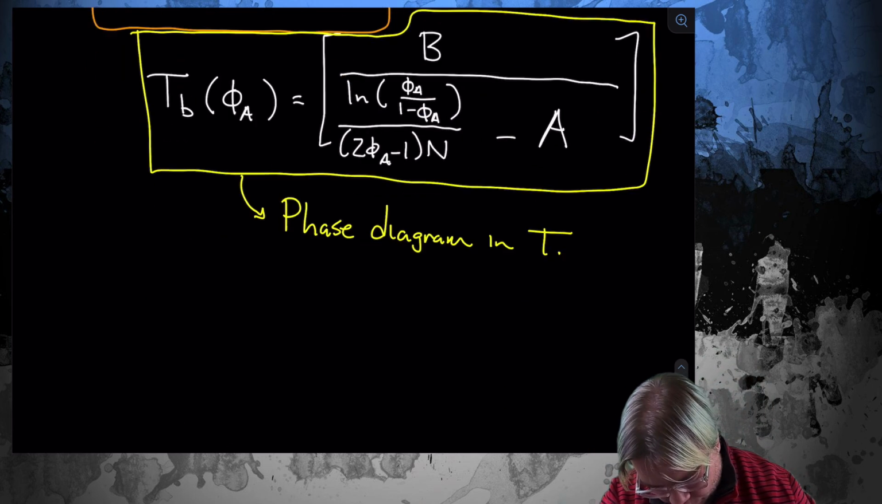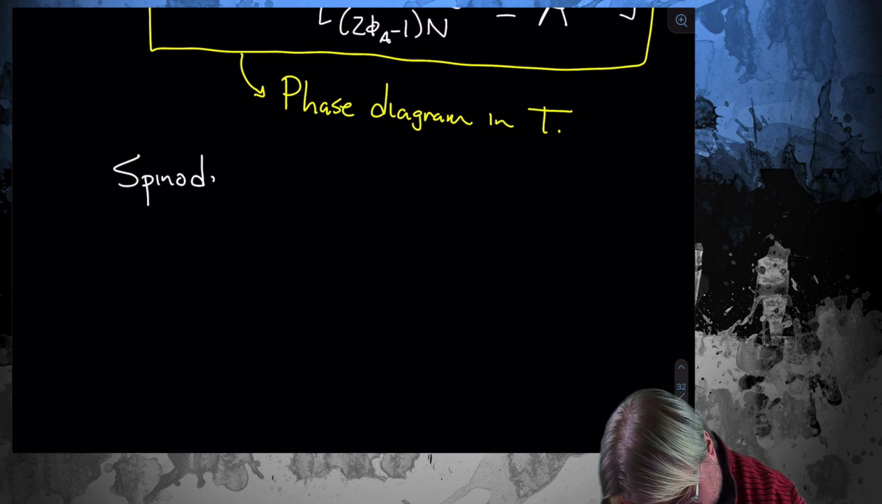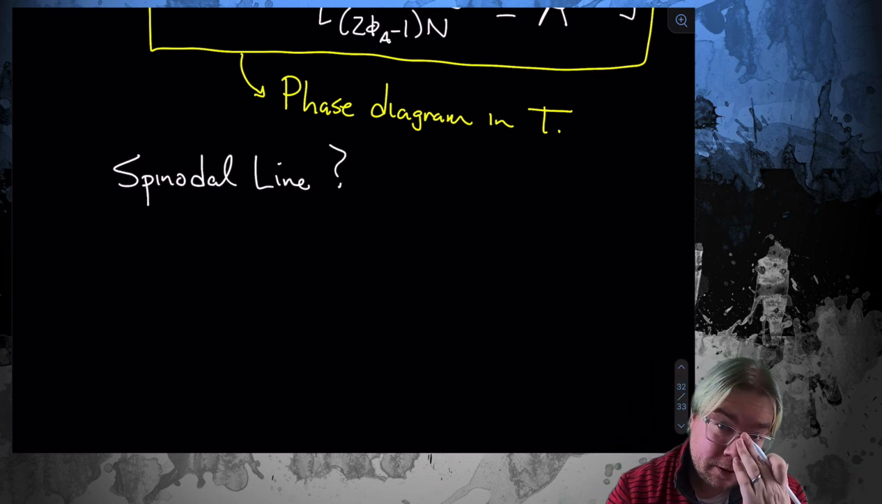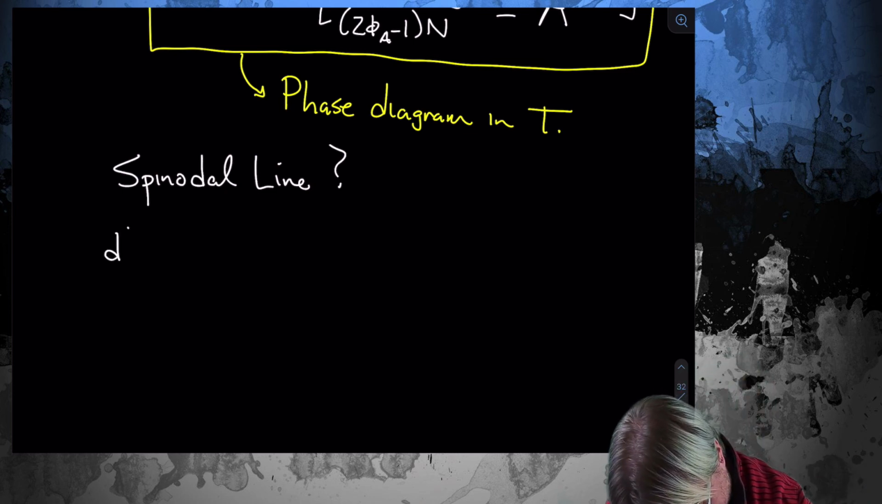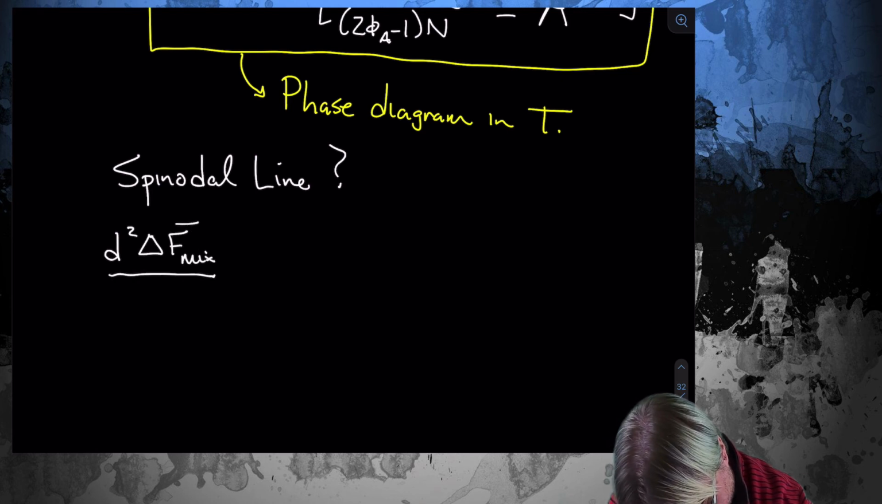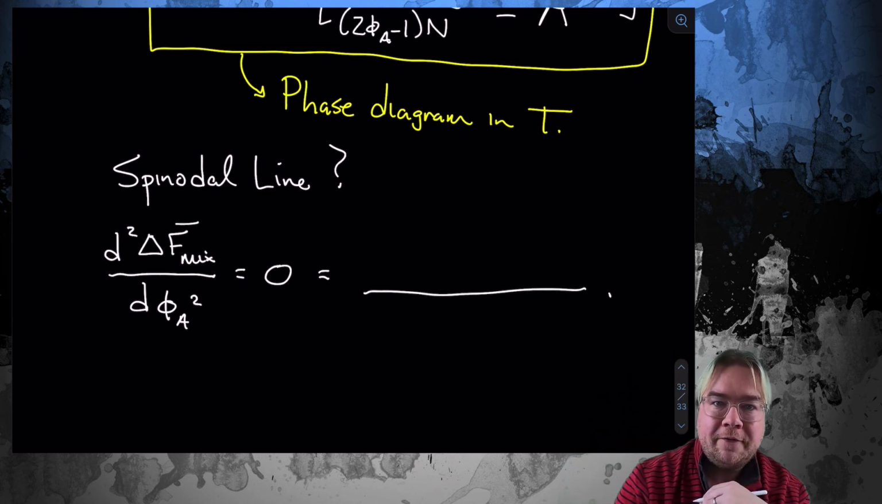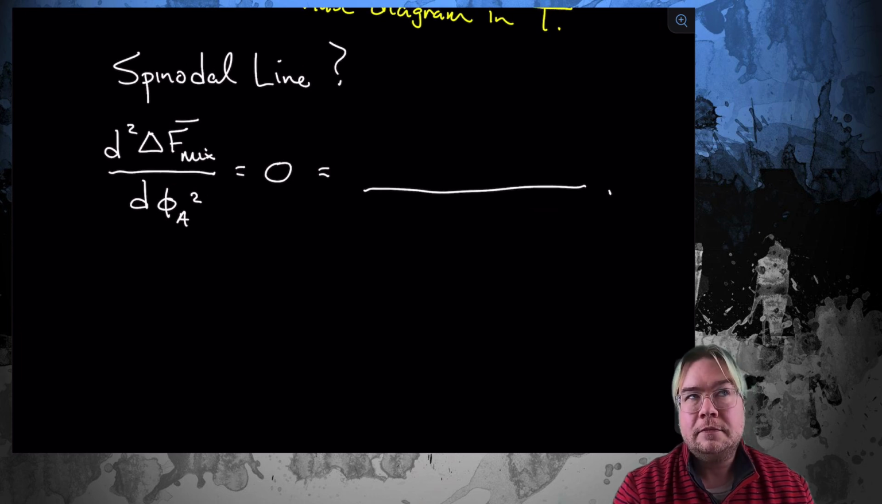Okay. And now what about the spinodal lines? Well, what are those? Those are the inflection points. So I want to take the second derivative and set that equal to 0. So I'm going to look at the second derivative of delta F mix with respect to composition. Set that equal to 0. Well, I just took the first derivative, so I'll take the derivative of the first derivative to get the second derivative.